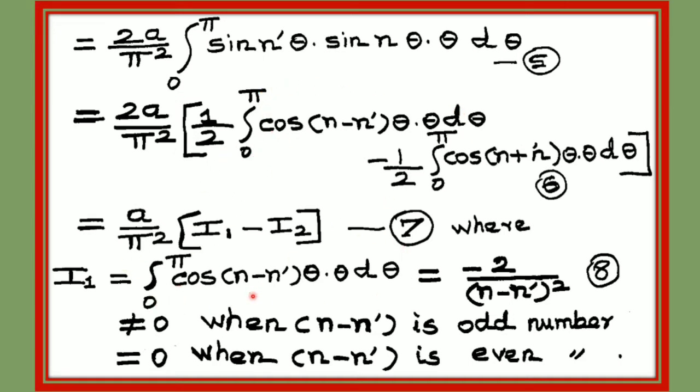On evaluating I1, it is found to be minus 2 over (n minus n prime) whole square. Mathematically, I1 equals 0 when n minus n prime is an even number. I1 is not equal to 0 when n minus n prime is an odd number. You just write this. You need not remember this also.